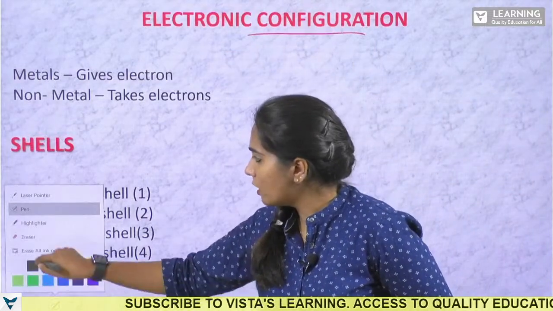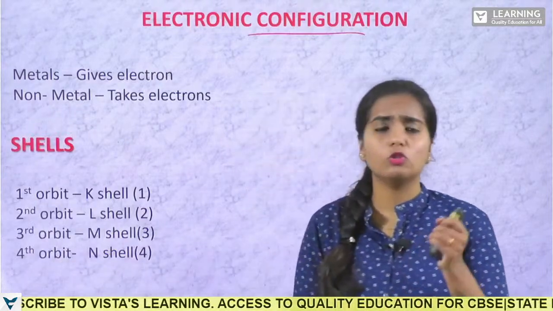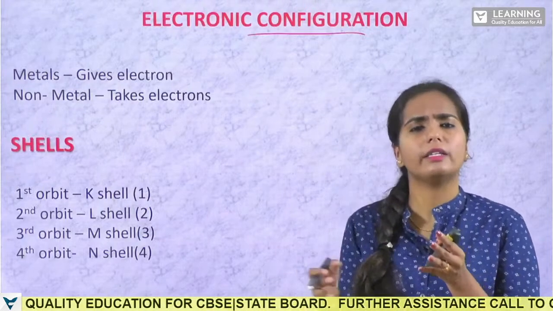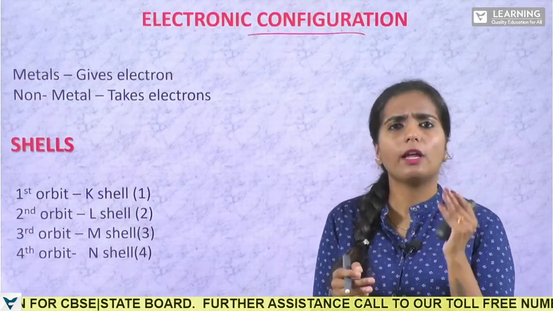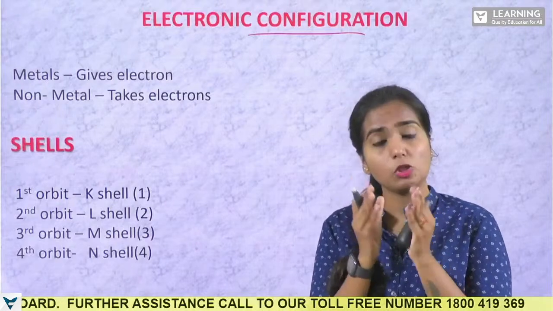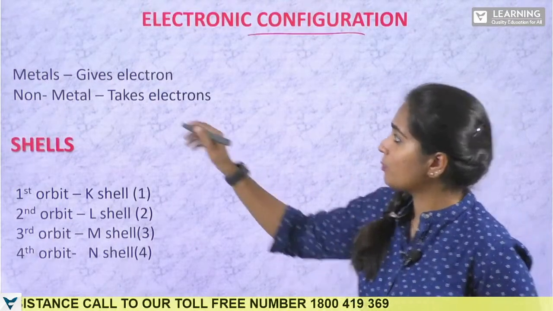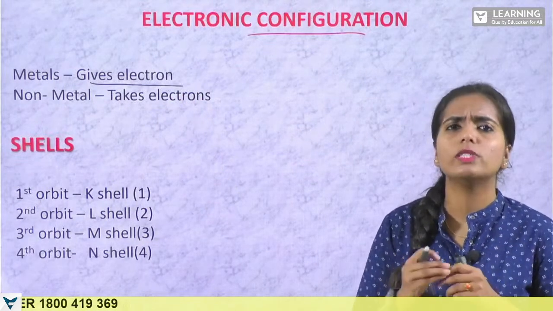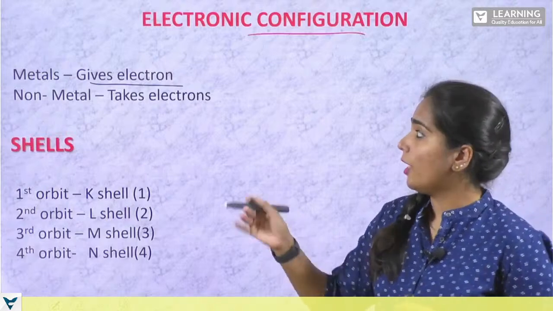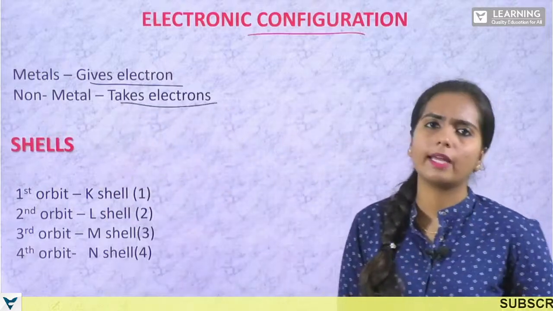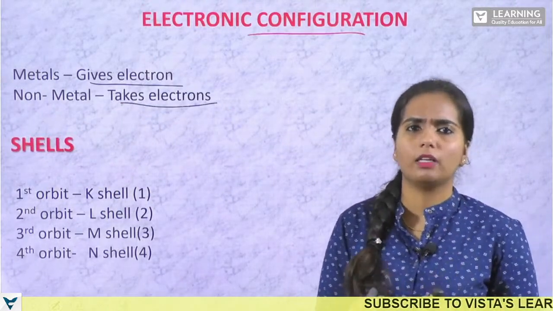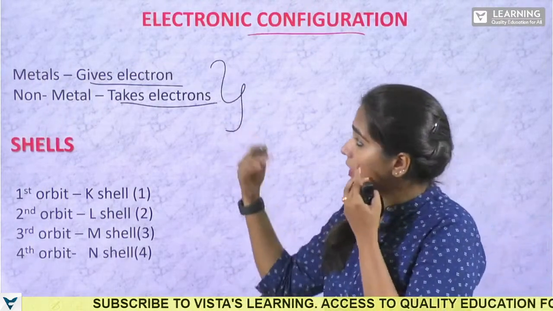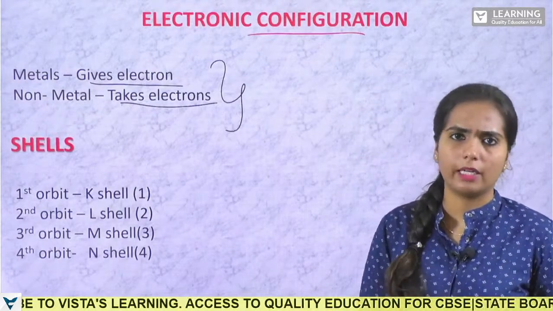Actually, electronic configuration, when it comes to your syllabus, is not in detail. You will be learning it in detail in your 11th and 12th standard. So the basic things you are supposed to remember are what I have mentioned here. First thing to remember: metals are those which give electrons, and non-metals are those which take electrons. This one concept you have to be very clear about.